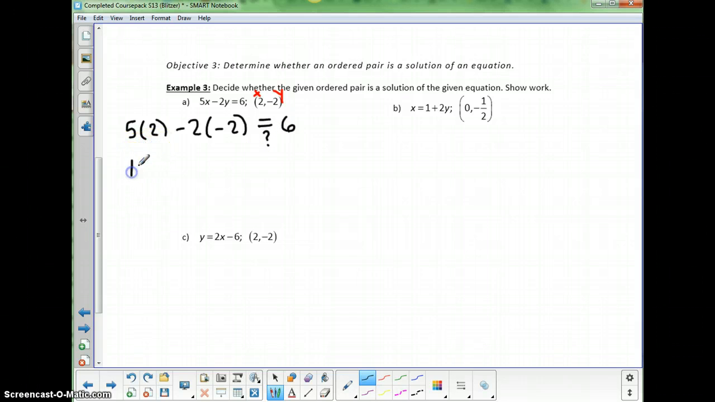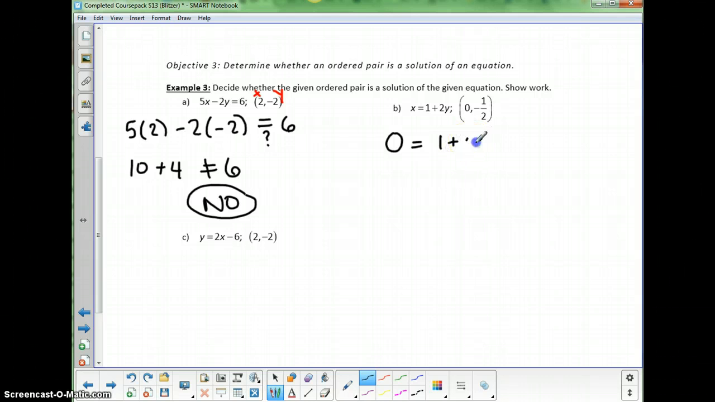So 5 times 2 is 10. -2 times -2 is +4. So in this case, we're coming out with something that's not true. So the answer in this one would be no. That ordered pair is not a solution. Okay, let's look at the next one. The x value in this ordered pair, the first value, is always the x, alphabetical order, right? X then y. It's always x first. So the x is 0.